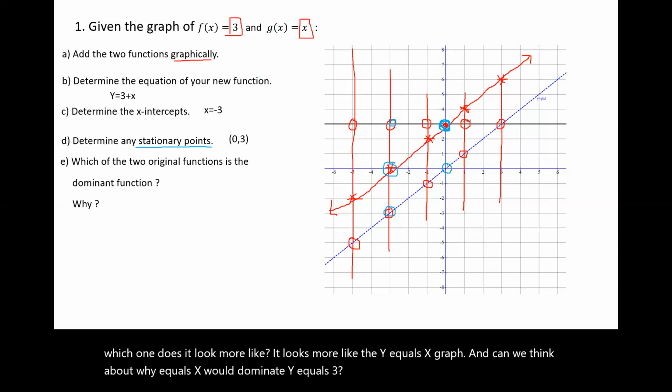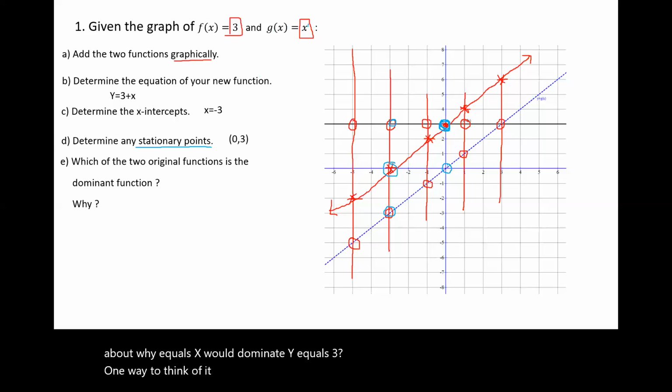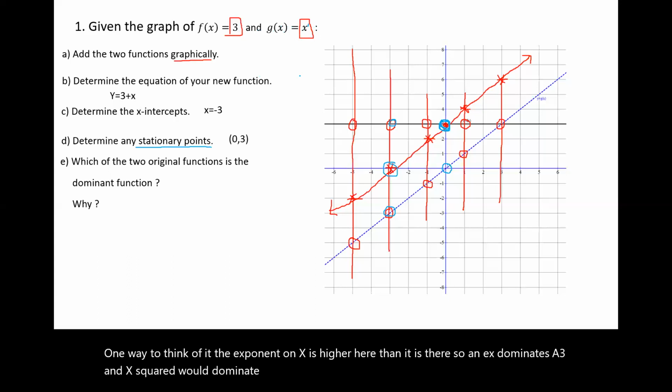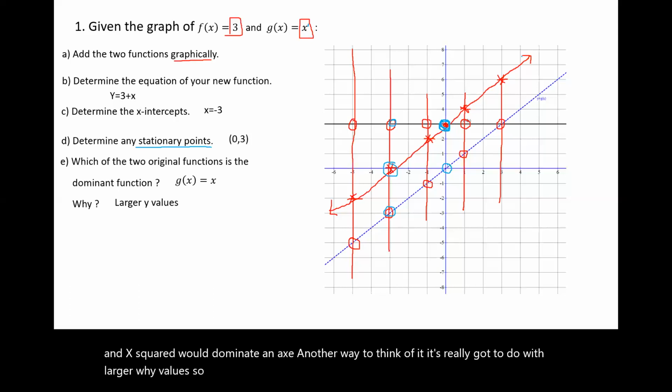One way to think of it, the exponent on x is higher here than it is there. So an x dominates a 3, and x squared would dominate an x. Another way to think of it, it's really got to do with larger y values. So you can imagine a tug of war between the two functions, and the one that wins the tug of war is the bigger one.